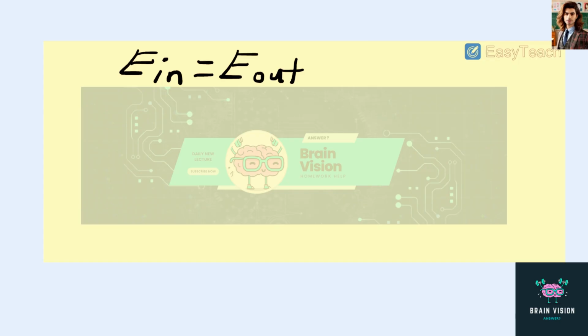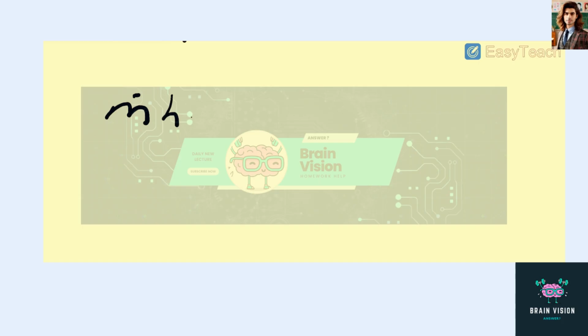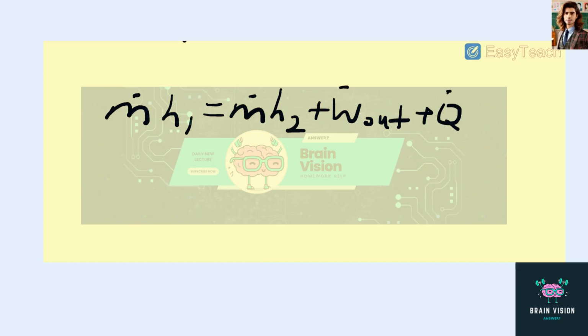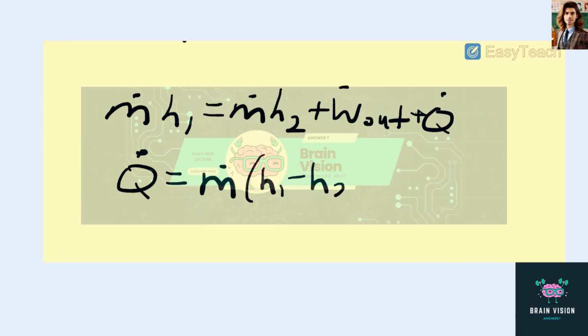Now we can actually go ahead and define our energy coming in and energy exiting. So we have steam coming in at an enthalpy, so that's going to be m dot h1, which is going to be equal to the exiting enthalpy plus the work that is extracted plus the rate of heat transfer. So what we can do is just go ahead and solve for the rate of heat transfer and say that q dot is equal to m dot times h1 minus h2, minus w dot out.